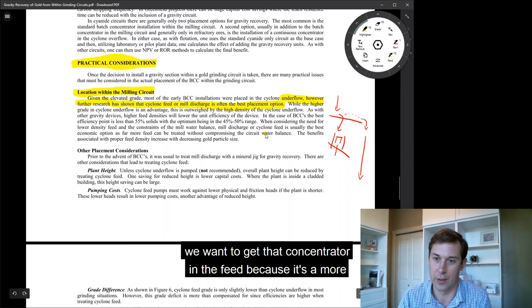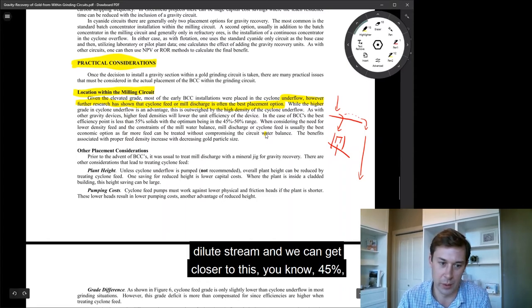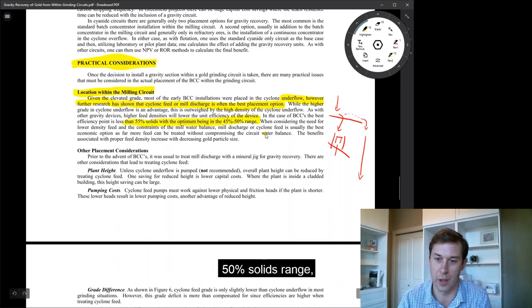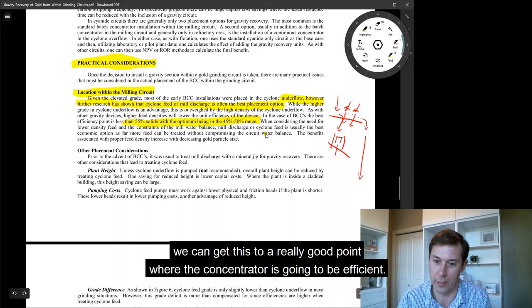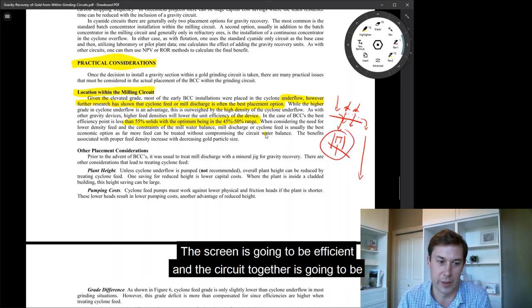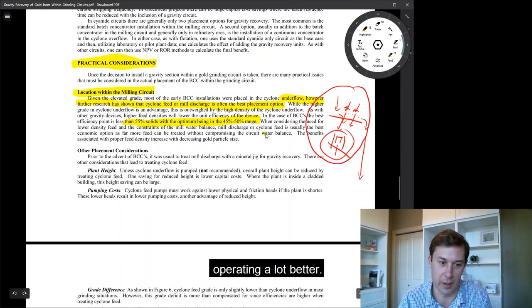that concentrator in the feed because it's a more dilute stream and we can get closer to this, you know, 45-50% solids range, especially once we, you know, include the spray water for the screen. We can get this to a really good point where the concentrator is going to be efficient, the screen's going to be efficient, and the circuit together is going to be operating a lot better.